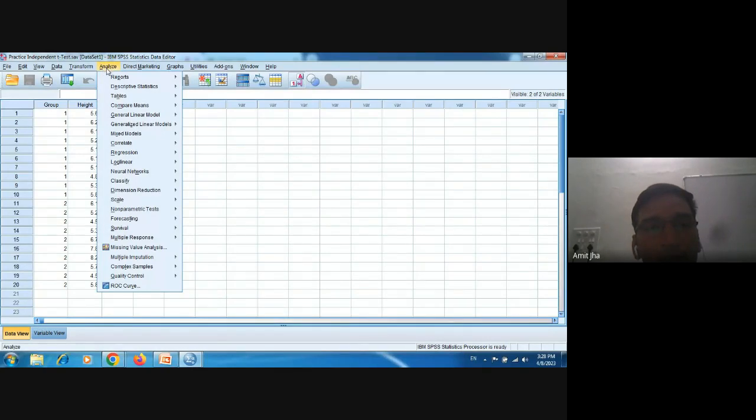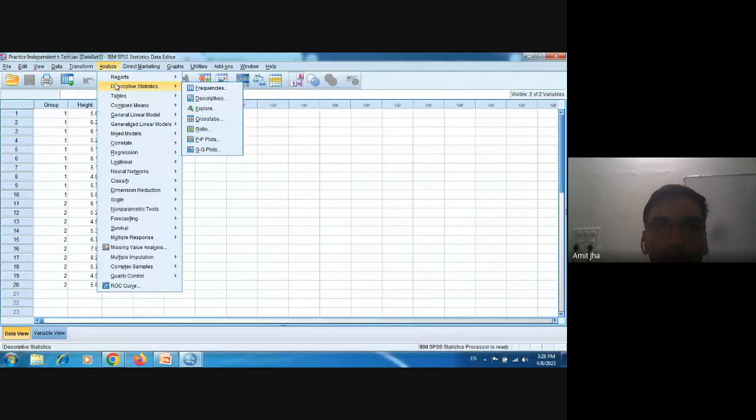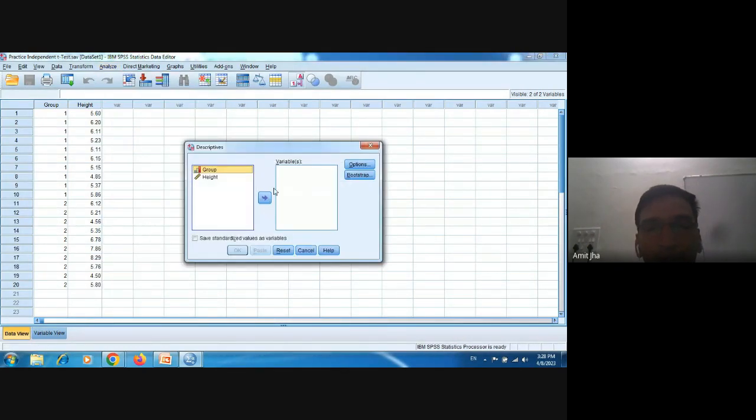After clicking, you see there are so many pop-ups. Descriptive statistics, which means what we have learned. Let's go for that, frequency, descriptive. Let's see. Now, what is the variable? Here, height is the variable for us, and group is a factor.